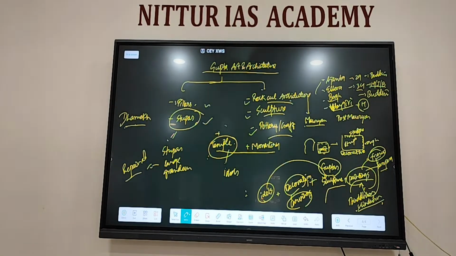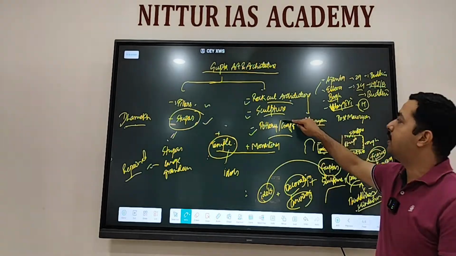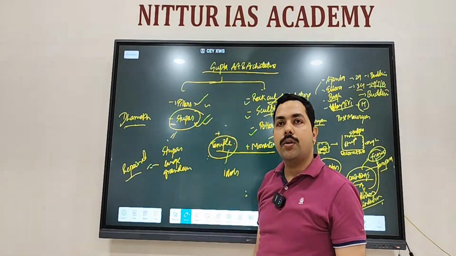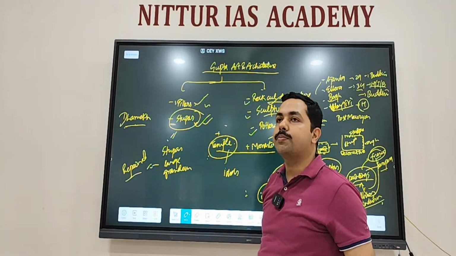What about pillars? Continued. Remember, we discussed the Allahabad pillar inscriptions and the Bhitari pillar inscriptions. So pillar architecture is also continuing during which period? It is also continuing during the Gupta period. So sculptures are continuing, rock cut architecture is continuing, stupas are continuing, pillars are also continuing. Clear? Any doubt regarding this particular period?